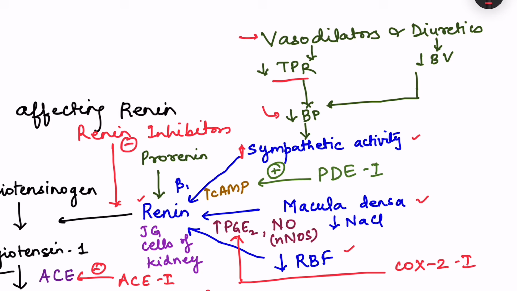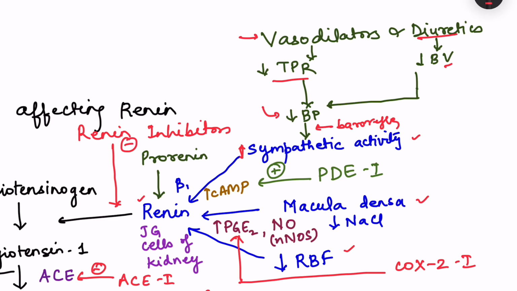Saw the mechanism, right? Diuretics decrease the blood volume. They are causing water loss from the kidneys. So, blood volume is decreasing, blood pressure is decreasing. So, this also increases the sympathetic activity by baroreflex, and there is an increase in renin. Understood? So, that is the mechanism by which vasodilators and diuretics cause an increase in renin release.